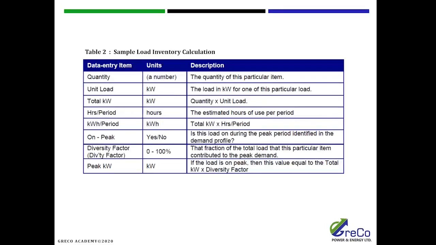Next slide. This is just a typical sample of a load inventory calculation, where entries like the quantity, the unit load, the total kilowatt, hours in period, kilowatt period, on peak were discussed. You have the description by the right side, the unit and the description. Those who want to explore further can take their time to really go through it and see what each of them mean and what are their description and units attached to them.